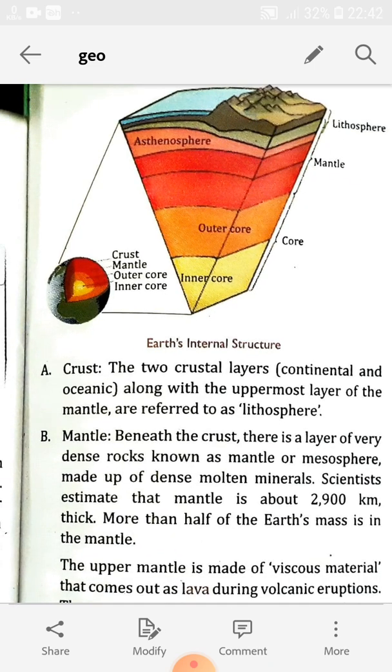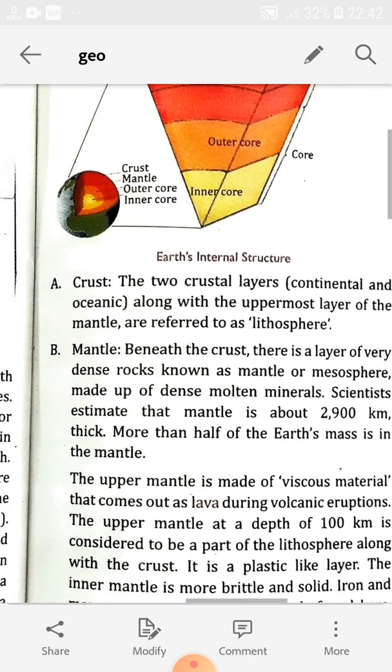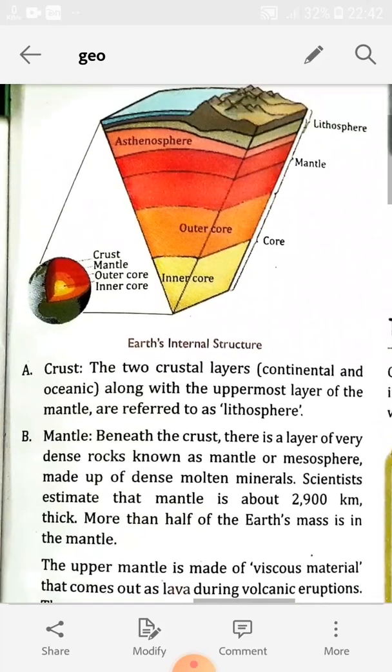What is mantle? Mantle is the layer just after crust, and it is also known as mesosphere. And the mantle is made up of dense molten minerals. Scientists have estimated the mantle is about 2,900 km thick, and it constitutes more than half of the Earth's mass. As I have told you, these layers are also subdivided into two parts. The mantle is also divided into two parts.